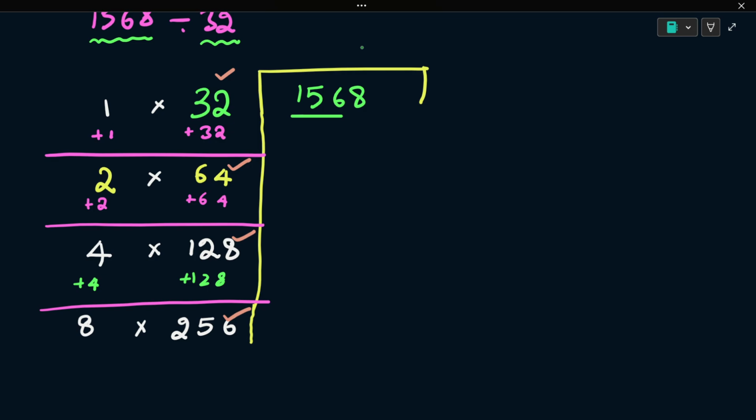So 32 is lesser than 156 but not closer to 156. 64, yes, it is lesser but not closer. 128, yes, it is lesser. Yes, it is also close. And what about 256? No, it is not even lesser and not even closer. We need to take 128. It's a suitable number. So I'll be writing 128 over here.